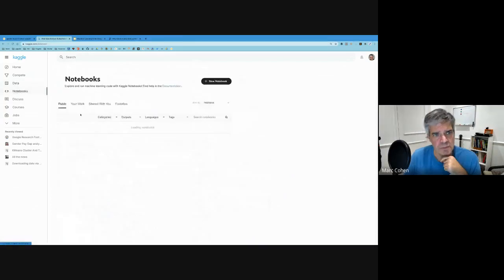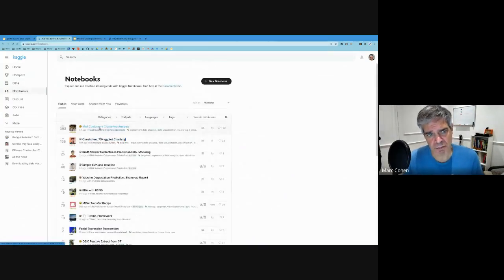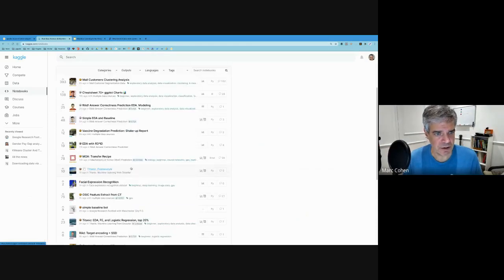And then they have these notebooks, and these are a lot like the Colab notebooks we've been working on. They're just a slightly different implementation, but they're all based on this thing called Jupyter. So for the most part, you'll find these notebooks work kind of like you would expect.